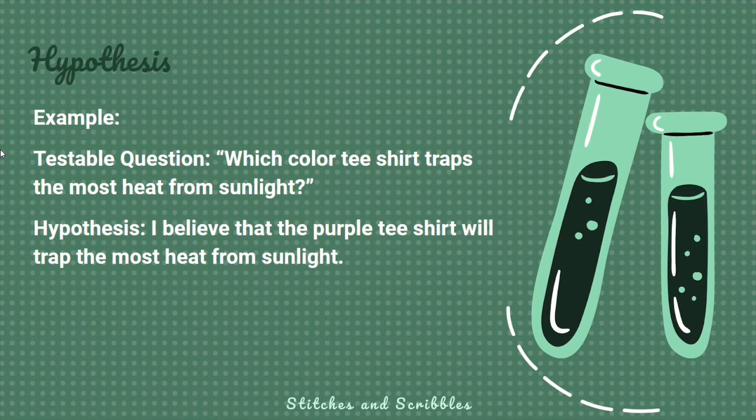Let's go over an example. If your testable question was, which color t-shirt traps the most heat from sunlight? An example of a hypothesis would be, I believe that the purple t-shirt will trap the most heat from sunlight. This tells your reader exactly what you thought was going to happen during the experiment.